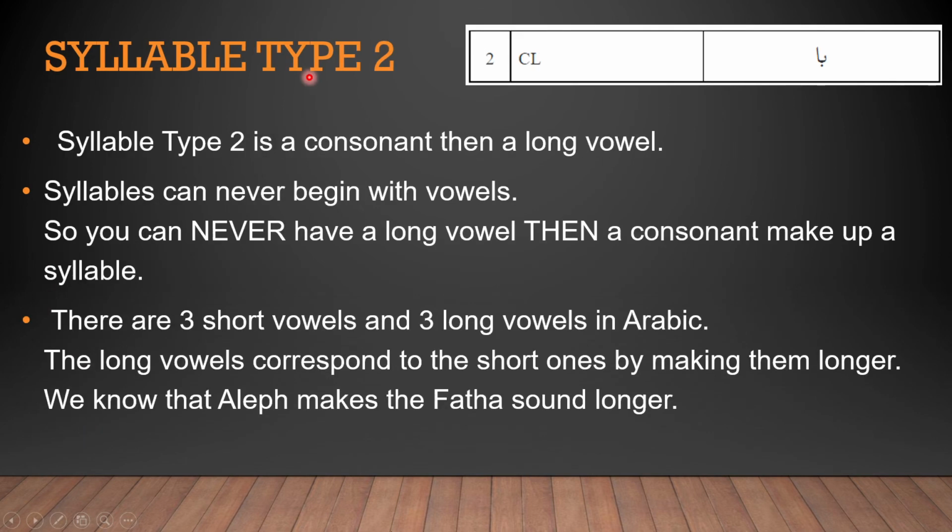Now syllable type 2. In syllable type 2 we have a consonant and then a long vowel. As you can see here, it is ba and then there's alif, which is a long vowel. A syllable can never begin with a vowel. This syllable also will never begin with a vowel. So you will never have a long vowel and then a consonant to make up the syllable. So it won't be alif ba.